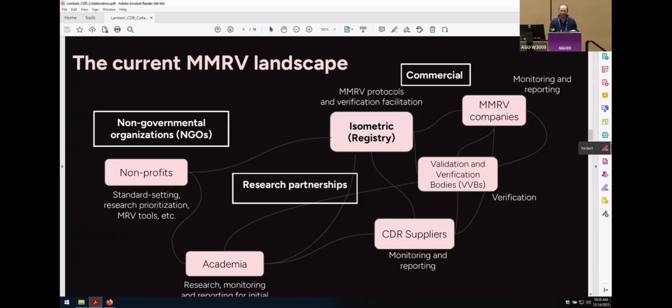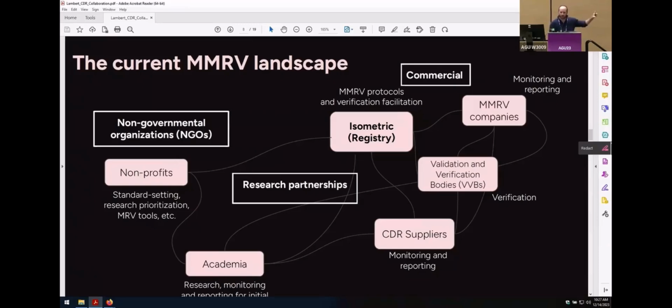And so this right here is an incredibly simplified spider diagram of the MMRV landscape. It could be 10 times as complex as this, but what you see on your left-hand side is the NGOs. So these are the organizations like the nonprofits and the government that are focusing on doing the primary research, setting research goals, setting standards. And then on the other side, you have the commercial space where you have these MMRV companies and the CDR suppliers that are focusing on the tech of the monitoring and the measurement, but also the removal strategies.